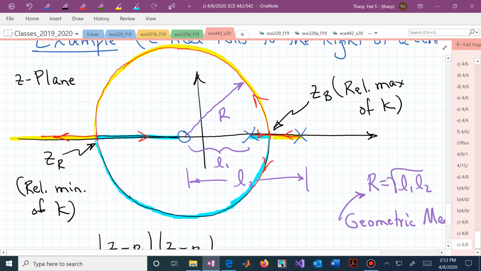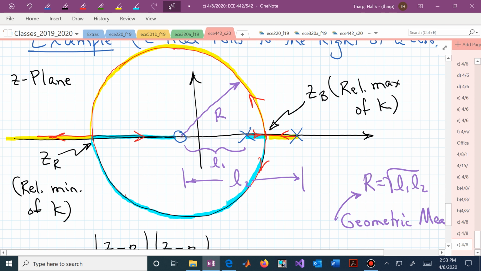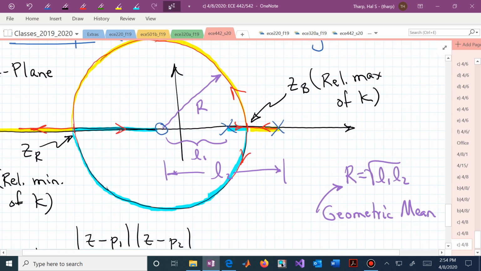The two poles come together and meet between each other. They actually break away at a value that's the geometric mean between those two pole locations and the zero. And that geometric mean, that distance, that numerical value, that r, is the radius of this circle, and the circle is centered at the zero.